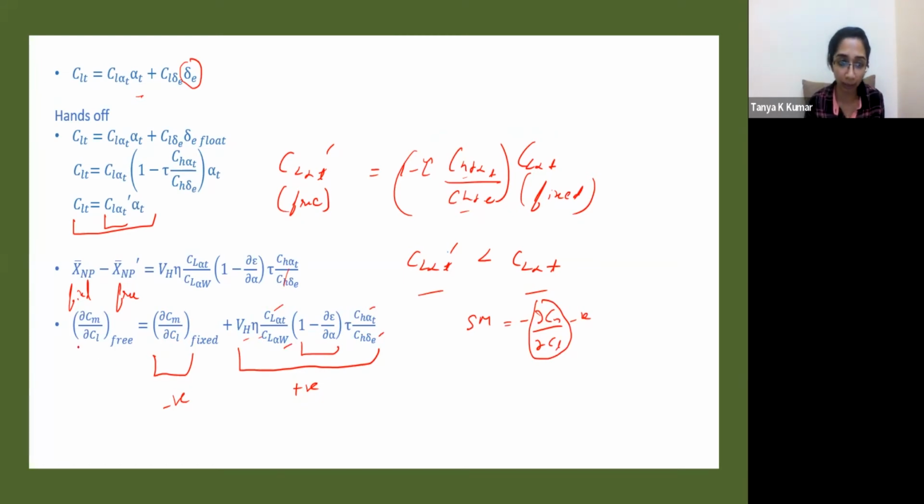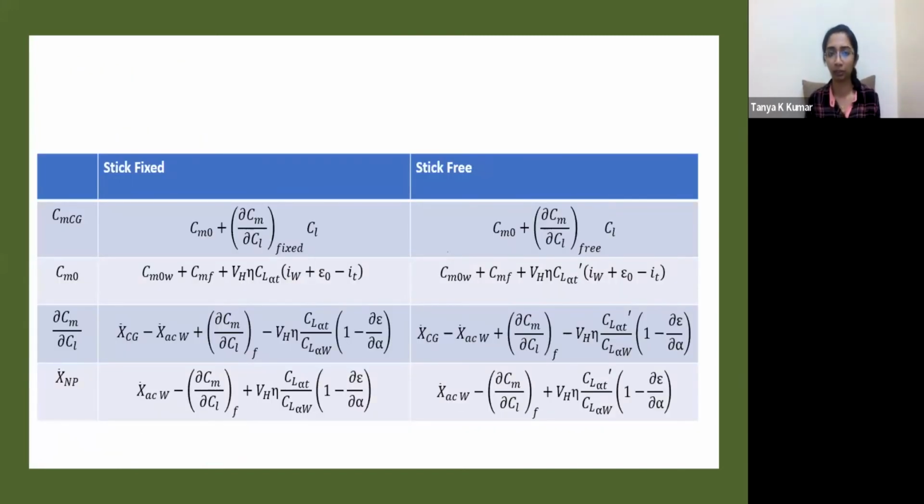So your dCm/dCL free, dCm/dCL prime, is less stable than the fixed case. Your dCm/dCL for the stick free case is less stable than dCm/dCL fixed because of this positive destabilizing term. Now this is just a comparison between the two cases, stick fixed and stick free.